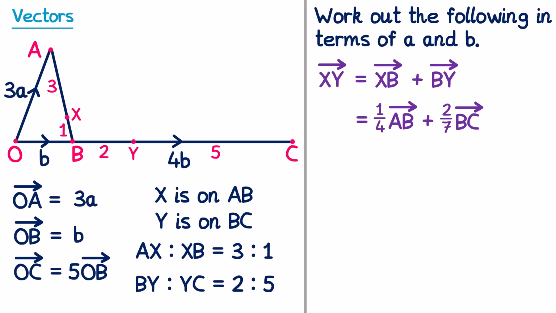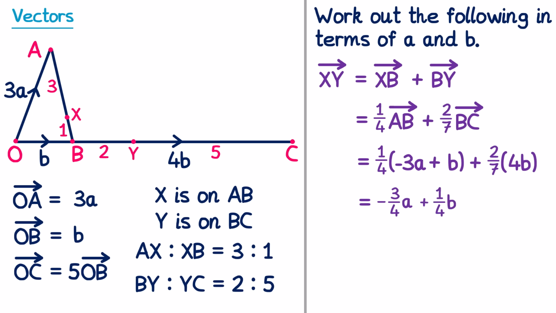Well, we actually did AB a moment ago, so it's 1/4 of what we did before, which is -3a plus b, plus 2/7 of the vector from B to C. Now we actually wrote the vector from B to C down right near the start of this question. It was 4b, so 2/7 of 4b. Now we just need to work this out. So we can expand the bracket in the same way we did before. We do 1 times -3, so -3/4 a, and then 1/4 times b, so 1/4 b. And for this last part here, we'll multiply 4 and 2, which is 8, so it's 8/7 of b.